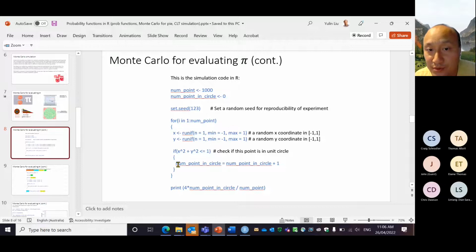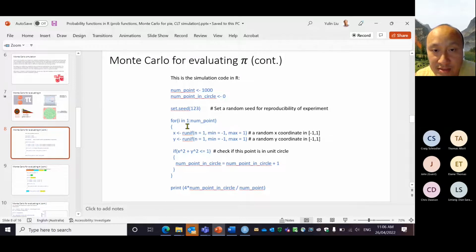I count this point as in the circle. So my count of the number of points in circle will increase by 1. Otherwise, we don't do anything. So if the distance from the point to the origin is larger than 1, I'm not counting. I'm not increasing the number of points in circle. All right, so I run this.